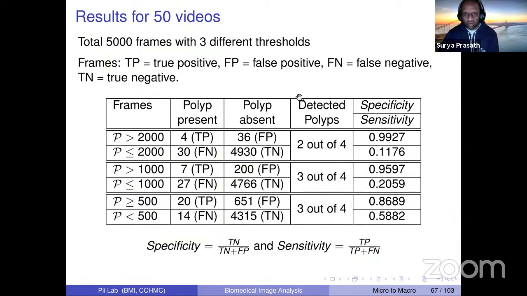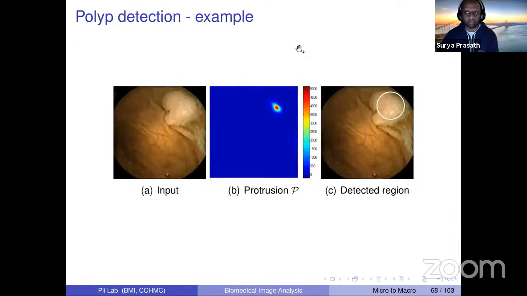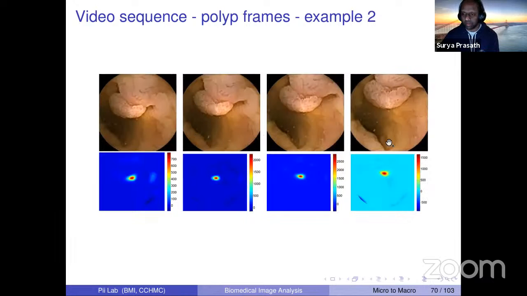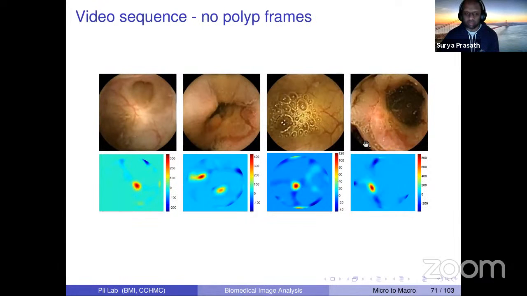So let me show you what I mean by the protrusion amount. Here is the input image, and here is the protrusion value. You can see that P above 3000 will tell you where the protrusion is happening. Why is this useful? Because in polyp frames, we did not miss any of it. We captured them. And in the no-polyp frames, obviously the value is so low that we can avoid these false positives because there are no protrusions here.